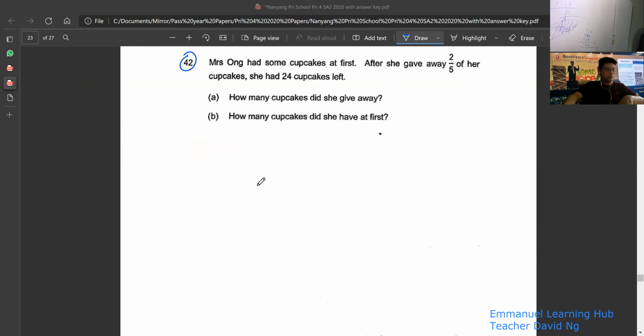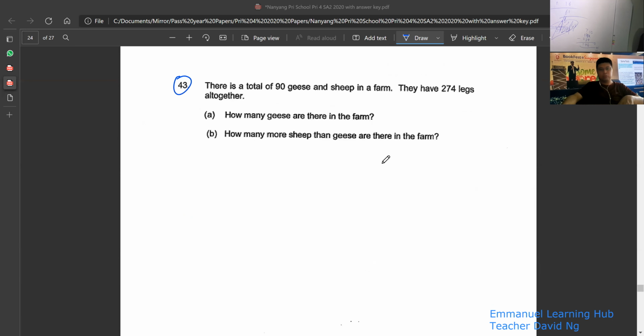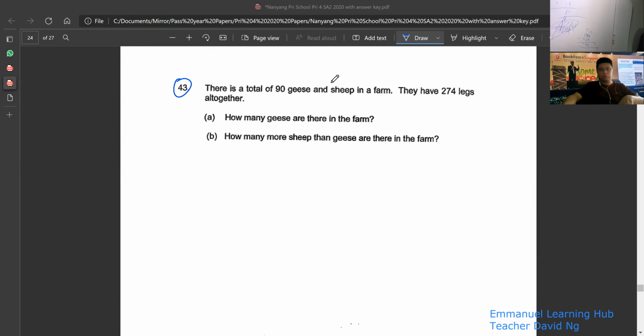Okay, last question. Okay, this one I have to use assumption method lah, not guess and check. Okay, there's a total of 90 geese and sheep in the farm. They have 274 legs altogether. How many geese are there in the farm?